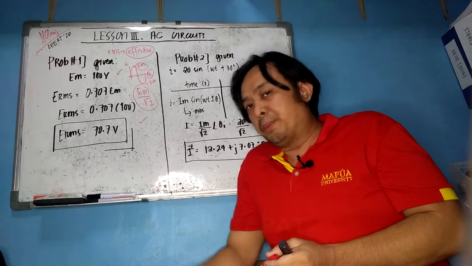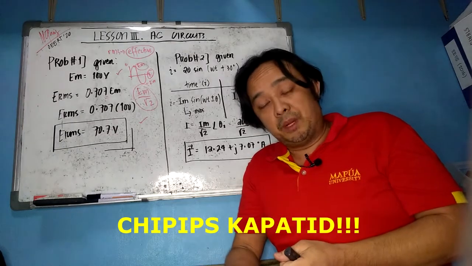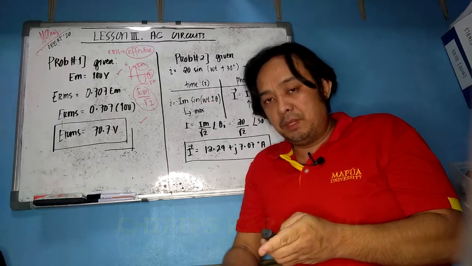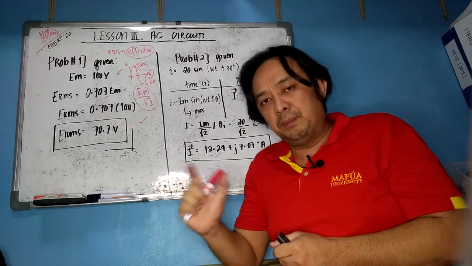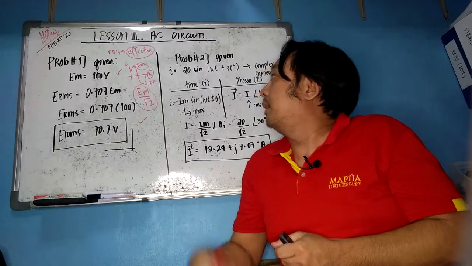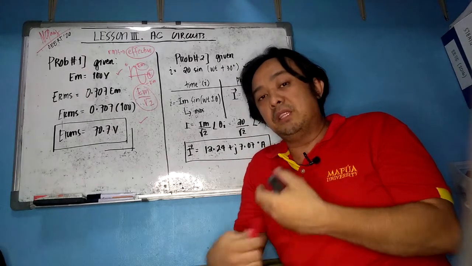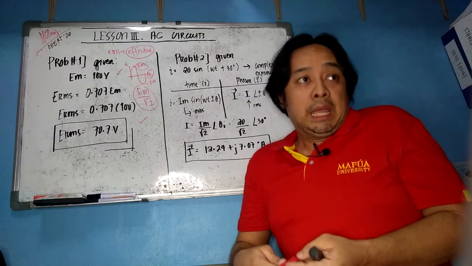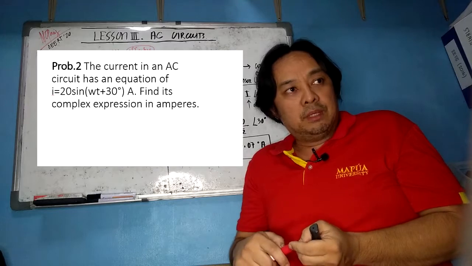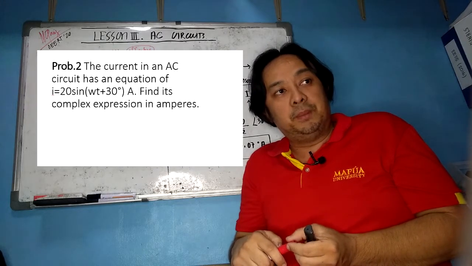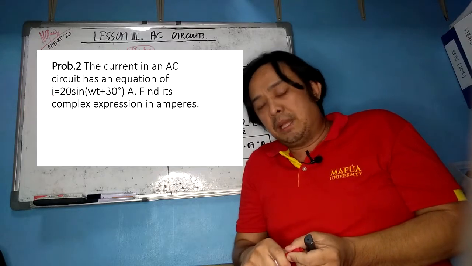Okay, let's move forward to another interesting problem. Another interesting problem is to convert phasors to sinusoid by using a very useful formula that we will describe at problem number 2. Let's read the problem first, and this is a former board problem. The current in an AC circuit has an equation of i equals 20 sine omega t plus 30 degrees. We need to find the complex expression in amperes.